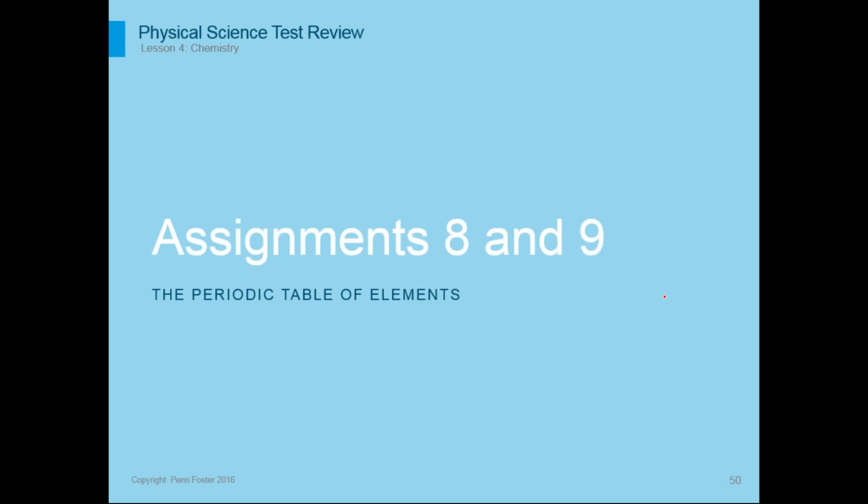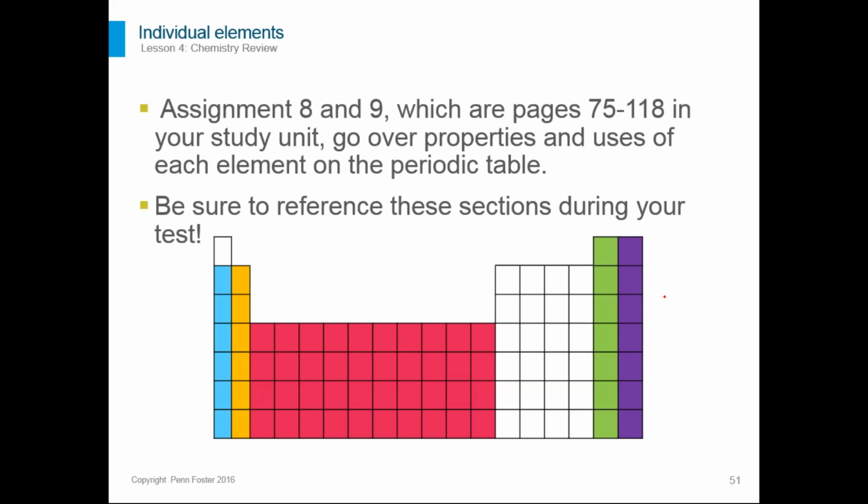Assignments 8 and 9 talk about the periodic table. I'm not going to go over all of it because it's all kind of straightforward. It's just a lot of information. It goes over all these groups that I have color-coded here, and it talks about each element in the group. There's over 100 of them. We don't really have time to go over them all, and we don't really need to. It's not something that you need to memorize. Just know where to look for it in the book.